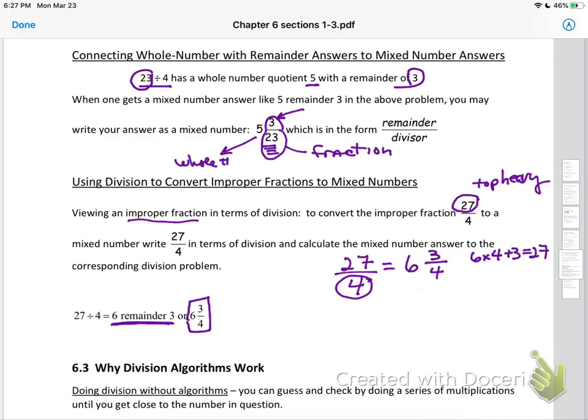And guess what? You can turn 6 3/4 into 6.75, which is the exact answer format. Okay, this is also an exact answer. Here is the remainder problem. Okay, all right, so let's go on to the next page.